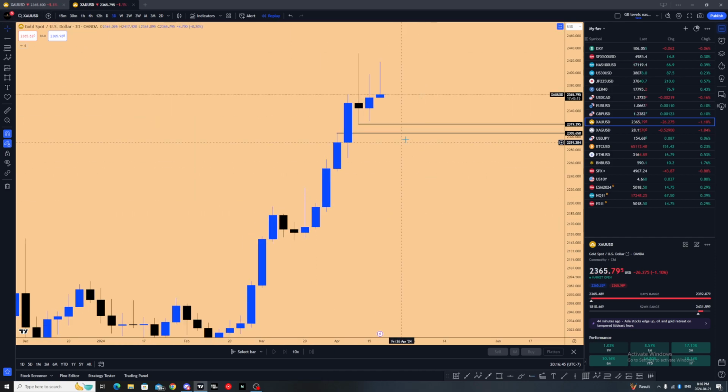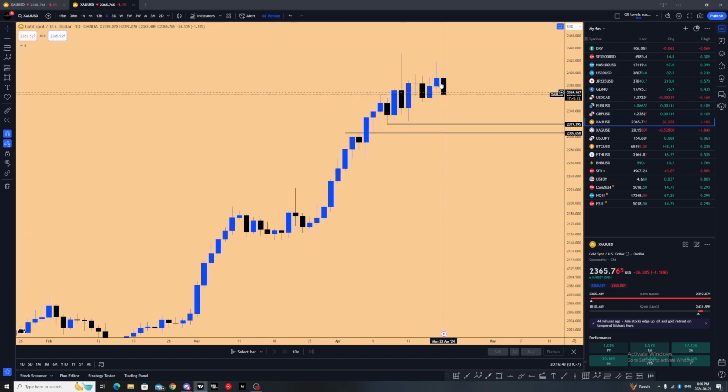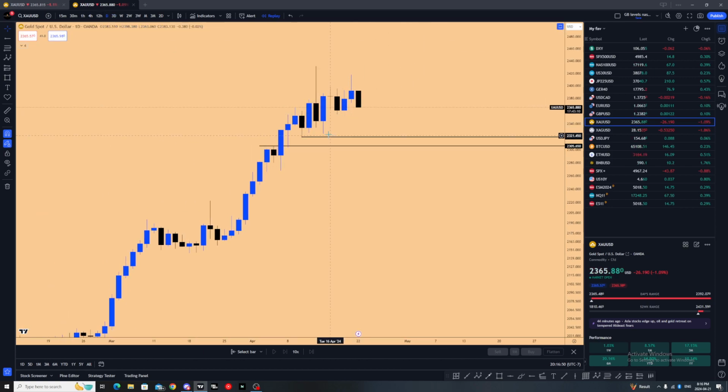Yeah, gold is a personal favorite for me to trade this pattern, so I'm watching it like a hawk. If it can come and run these lows, great. I would long it over here.